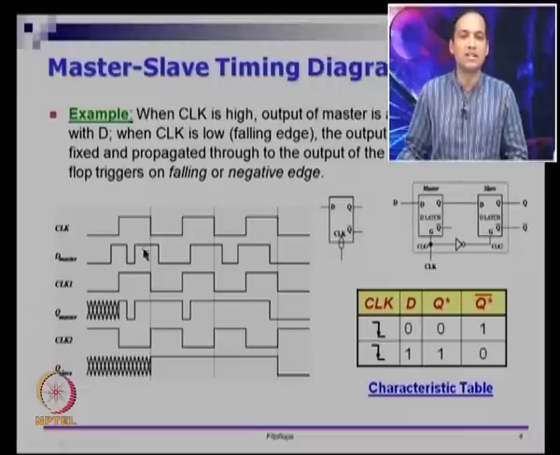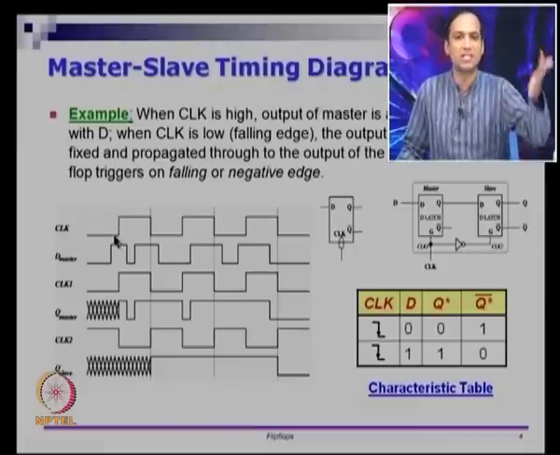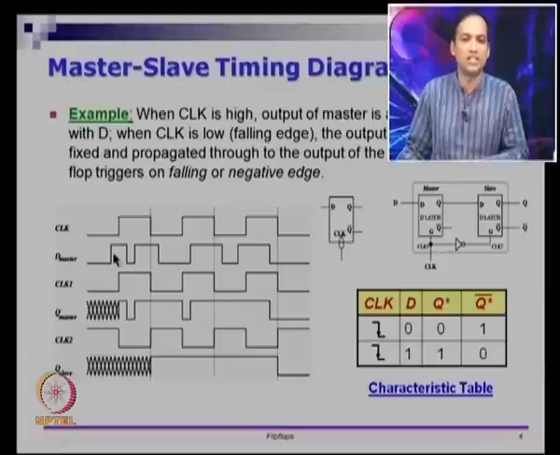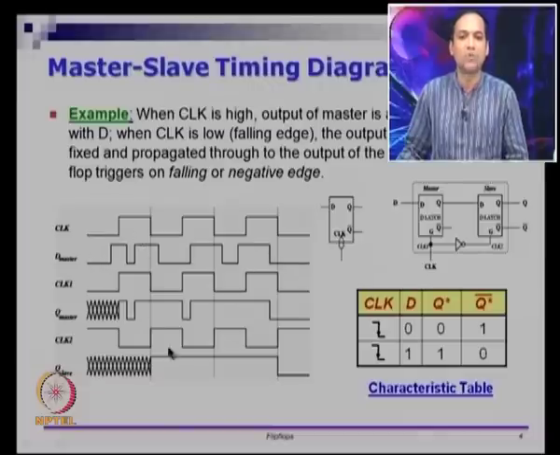Let us assume that D is changing whenever it wants to. So, the change in D is not with respect to the clock signal. D is an external input; it is changing whenever it is changing. Now, let us see the effect of the changes in D, and see what happens and what gets registered in the Q. So, Q of the slave is going as Q of the circuit.